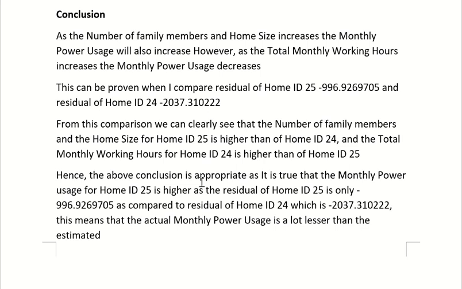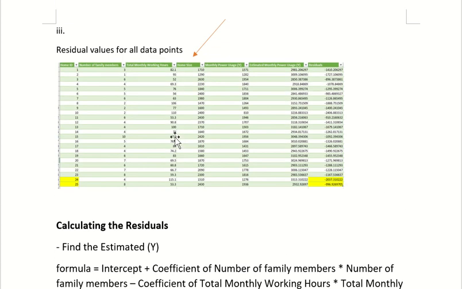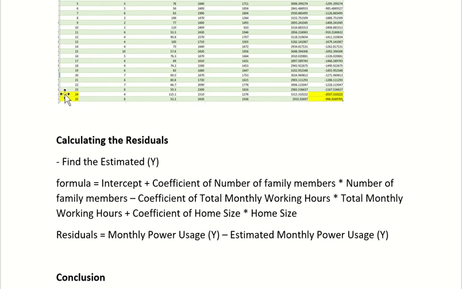This means that the actual monthly power usage is a lot lesser than the estimated one, which proves that as the number of family members and home size increase, the monthly power usage will increase. And as the total monthly working hours increase, the monthly power usage decreases. This can be proven under home ID 24 and 25.